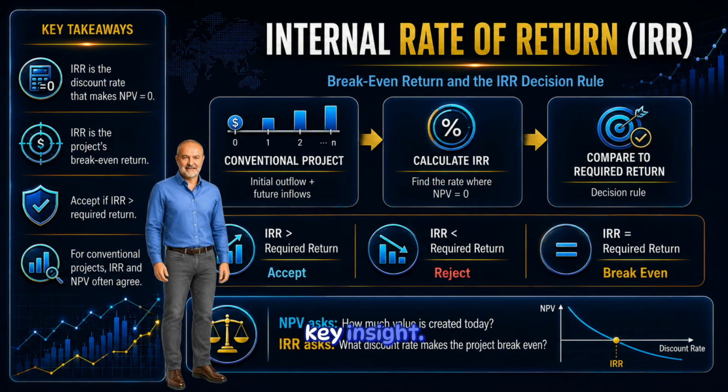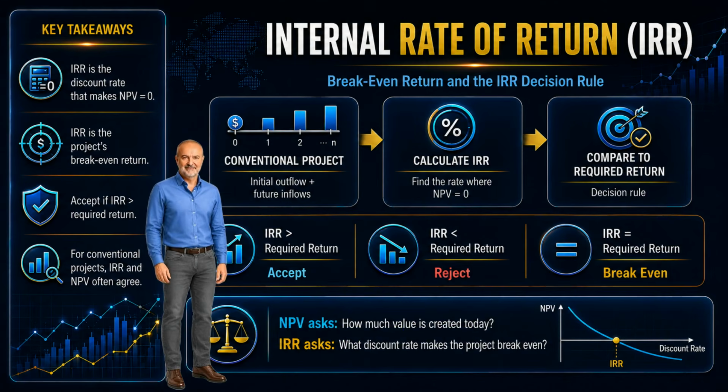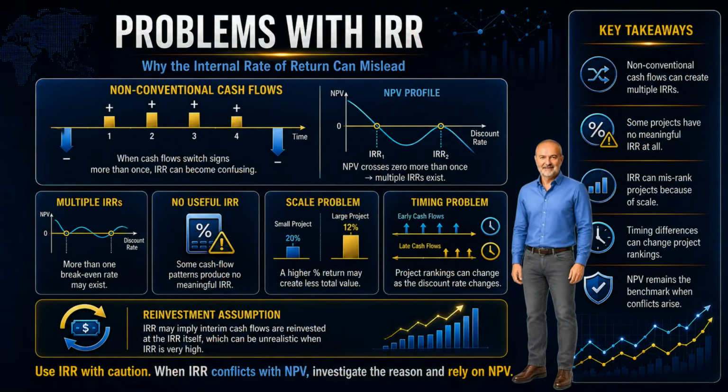But here is the key insight: IRR and NPV answer different questions. NPV asks, how much value does the project create today? IRR asks, what discount rate makes the project break even? Both questions are useful, but they are not the same question, and that difference becomes very important when projects are more complicated. Now, let's discuss the problems with IRR.